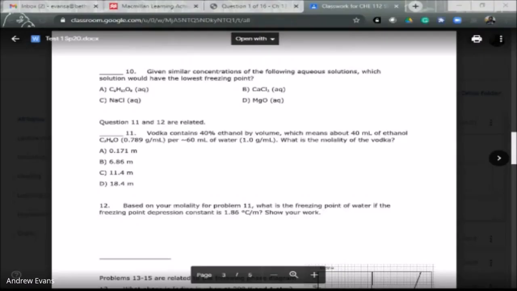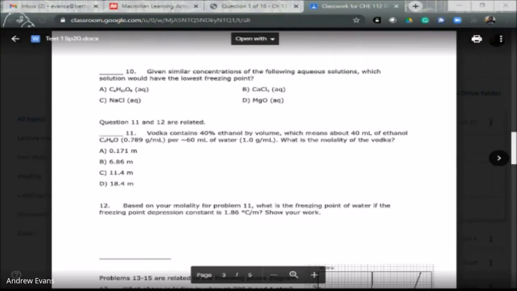11.4 molal. So I'm jumping back to here real quick before we do the second part. Let's see. Just want to make sure. So we have options 0.171, 0.686, 11.4. So answer C or D, 18.4. So the answer is C.